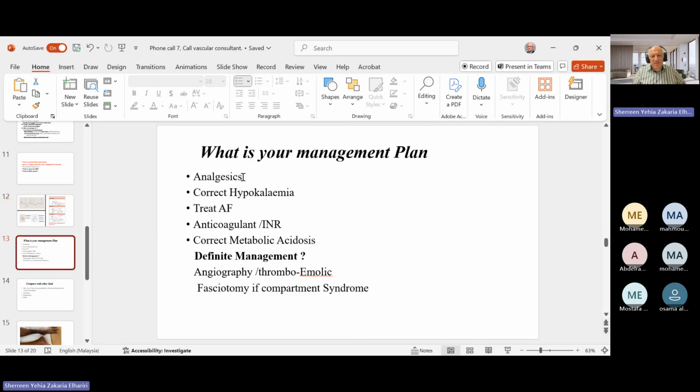What do you give him first? Analgesic. So if your patient comes to you with pain, you must give analgesic. What else do you need to give him? I will stabilize the patient, correct the hypokalemia, and correct the anticoagulation. What treatment do you give for anticoagulation? Unfractionated heparin. I will start with low molecular weight heparin. Okay. What else? You need to correct the metabolic alkalosis. You need to consult cardiology for a treatment plan for AF.